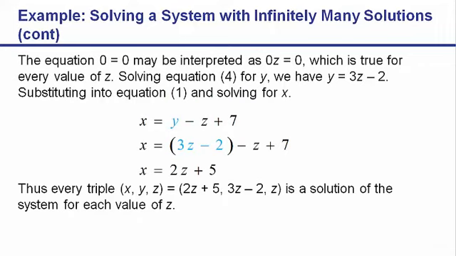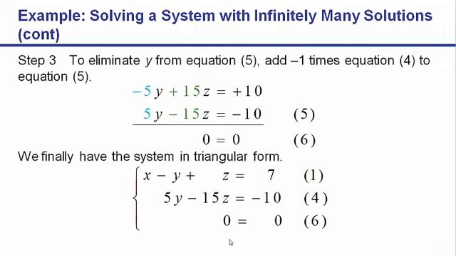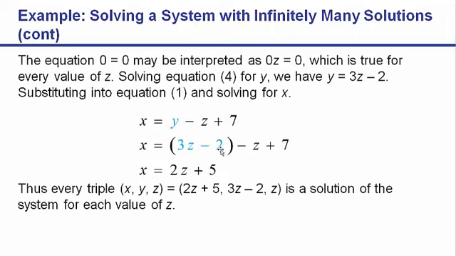Well, it comes from equation 4. All right, so we go back here to our triangular matrix, and we're going to back substitute like normal. So we go into this one, we solve for y, we move this one over, we divide by 5, and that's where we get 3z minus 2. That's y. Now we can take that, plug it back in for the y, and solve for x.